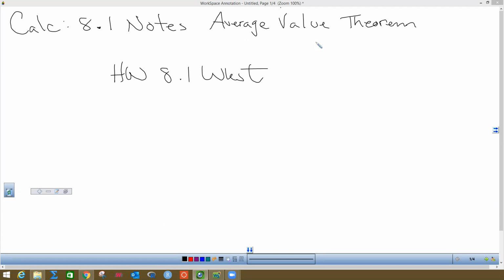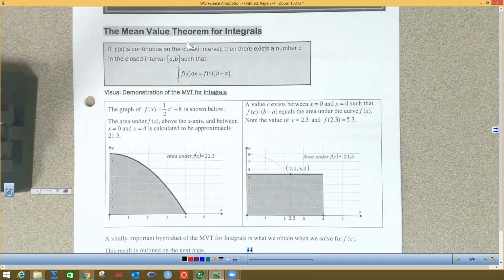This first section is about learning the average value theorem. This is going to be on the AP test somewhere, sometimes multiple times. And this is 8.1, so you need to start your worksheet after you get done with the Unit 7 test. Now this is the mean value theorem for integrals.